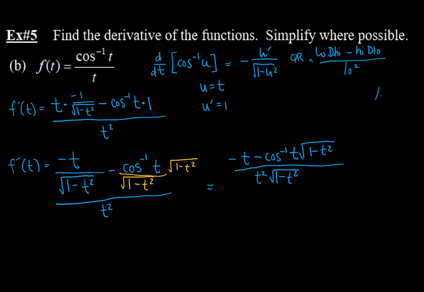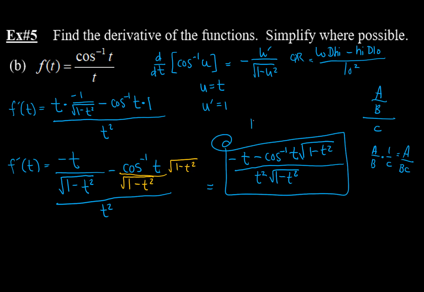In other words, if I have a divided by b divided by c, it's like saying a over b times 1 over c, or a over bc. So that's what happened here. And that's my derivative. I can't simplify that any more than that.